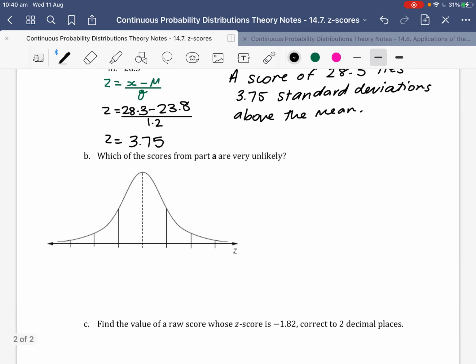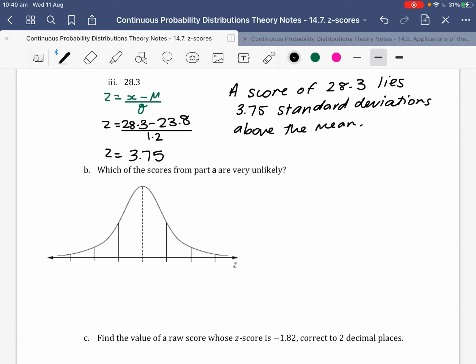Okay, so now we want to know which of the scores from part A are very unlikely. So we're going to draw our scores from part A on here. This is our mean of 0, our minus 1, minus 2, minus 3, 1, 2, 3. So our z-scores go on here. Our first z-score was at 1.58, so that's roughly here. Then we had our negative 2.67, that was here. And our last one was 3.75.